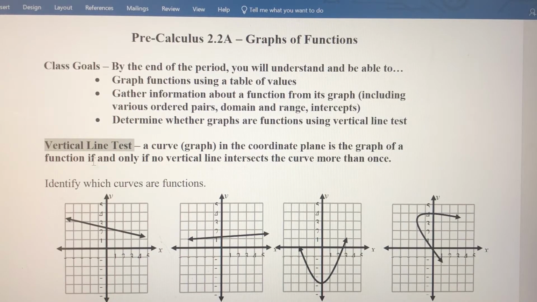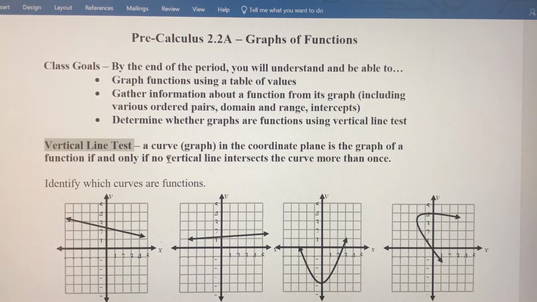All right, so in this video, we're going to go over the vertical line test. We use this test to determine if a curve, even though this is a straight line, we can still refer to this as a curve, it's the graph of an equation. So the vertical line test will tell us if the curve or the graph represents a function.